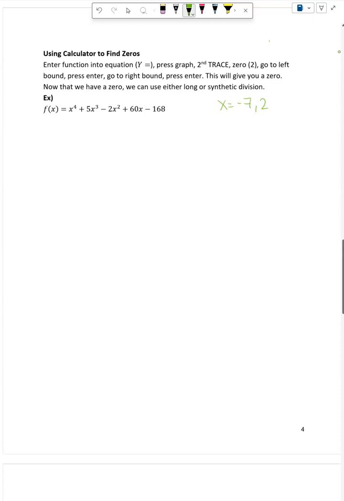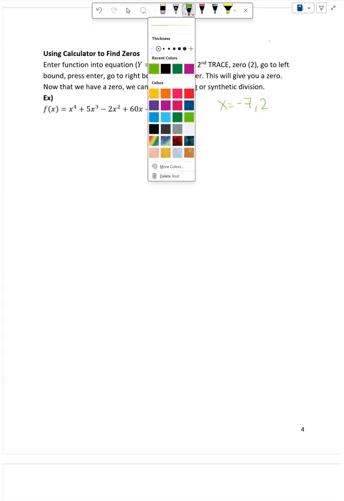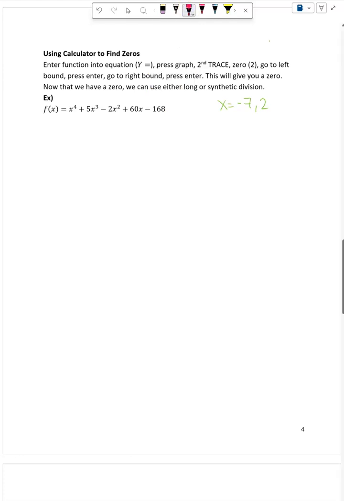Okay. So we know that. So we can go ahead and just start with our synthetic division. We have 4, 3, 2, 1, 0. So we're good. So our coefficients are going to be 1, 5, -2, 60, and -168. It doesn't really matter which 0 you use. If you use the 2 or the -7, it's about the same either way. I did them both ways, just so that if there are questions from any of you guys, I've done it both ways.